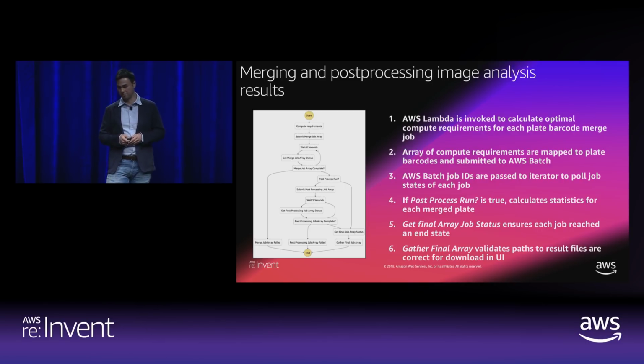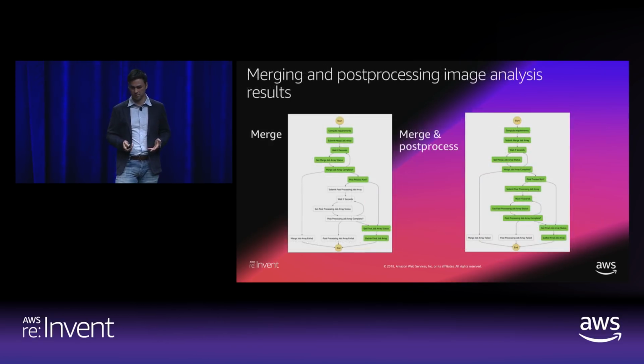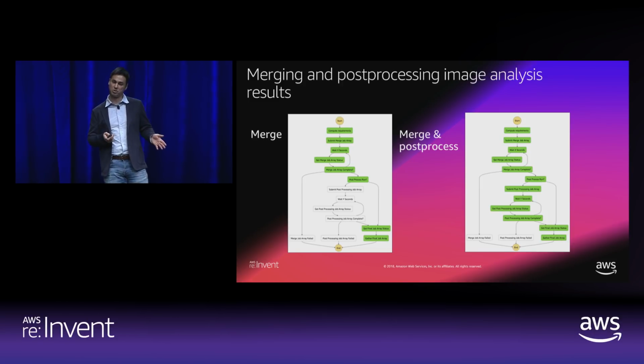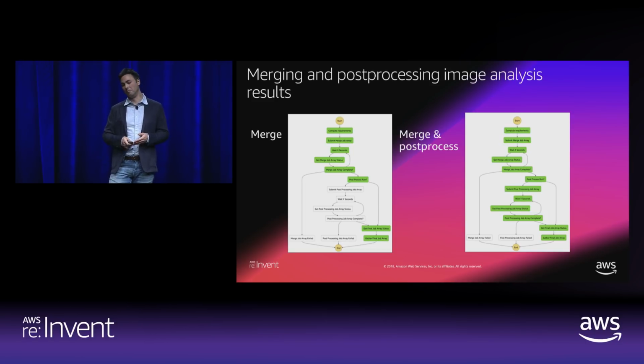Finally, we make sure that all the jobs have reached an end state, and we validate that the paths to the result files are correct for download in the UI. So here's just our if-else. On the left, we have our merging only, and on the right, if the scientist so chooses, we also do some aggregation.